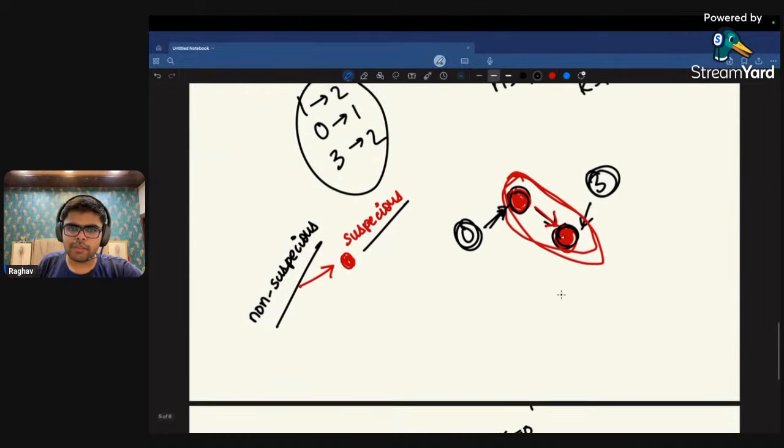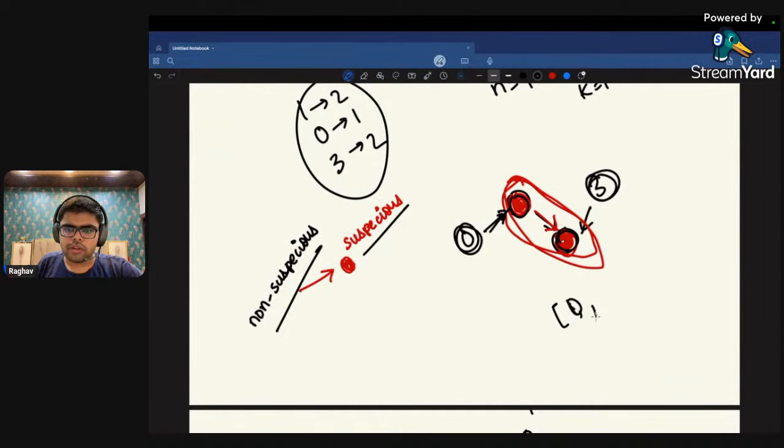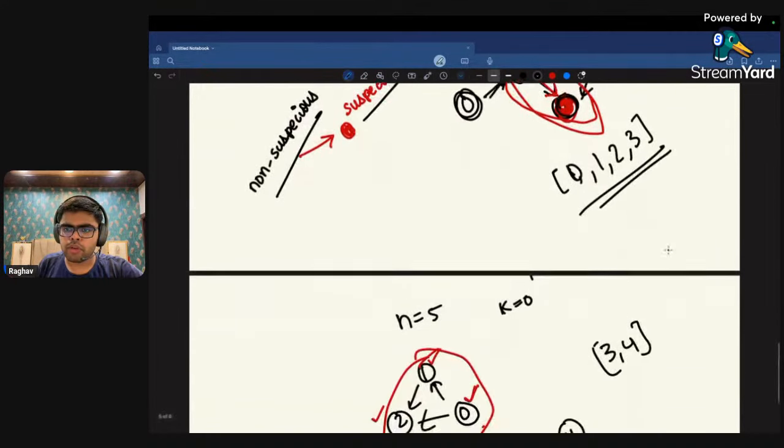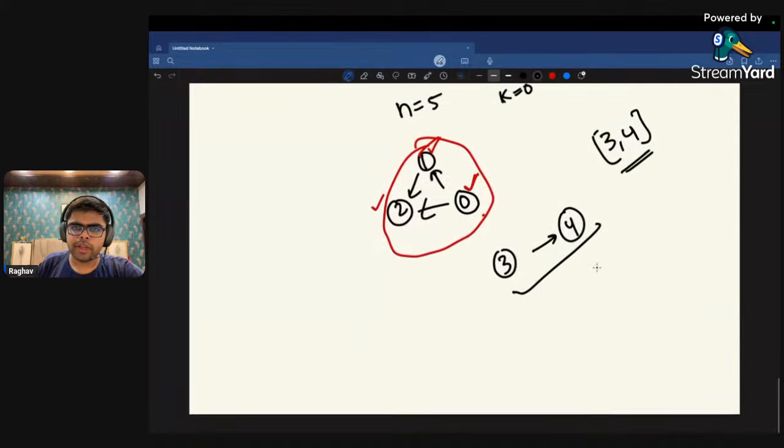In the earlier example, we had 0, 1, 2, 3. Since we could not remove any one of them, we had all 4 remaining. Now we have 3 and 4 remaining.